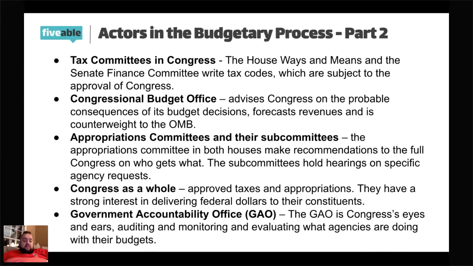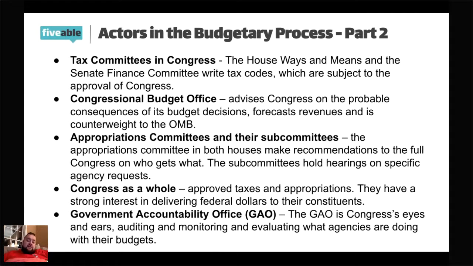The Appropriations Committees, which in both houses decide how to spend money, okay, and who gets what, play a major role in it. And then Congress as a whole, once the committees made their recommendations, has to decide on the taxes and the appropriations that are going to happen.